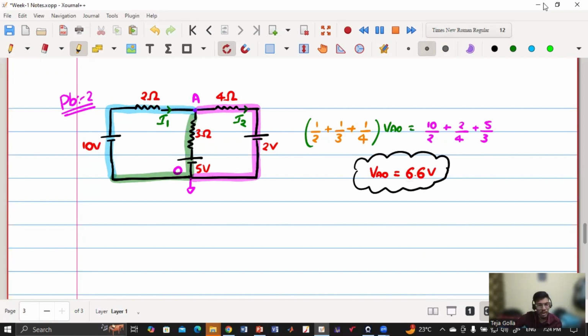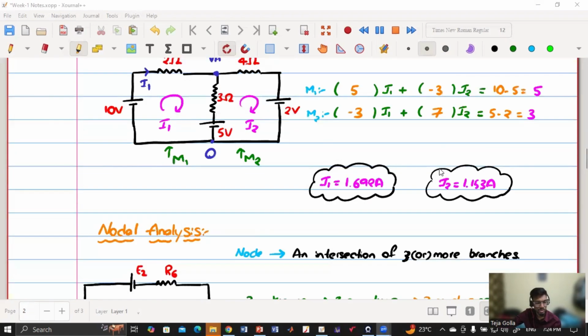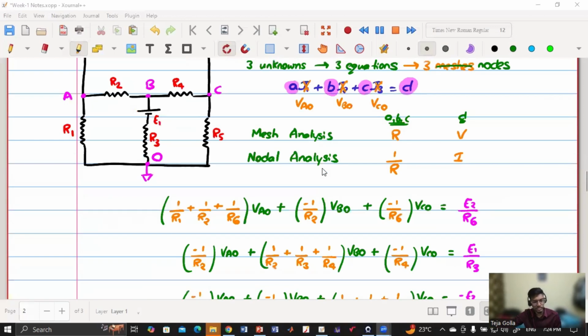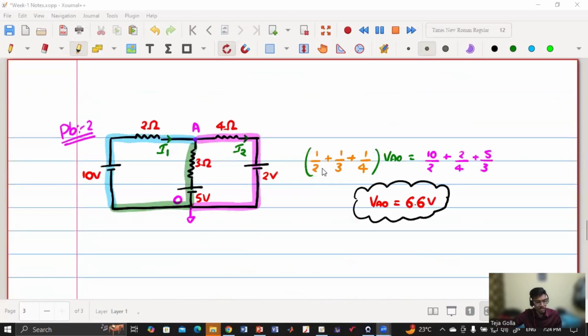So three or more branches, if they're connected, then it is a node. So we have two nodes and out of them, one is reference. So basically we have only one unknown node because one node is already at 0. So one node is the unknown here, whereas in the case of mesh, two unknowns are there. So that's how we have to solve.